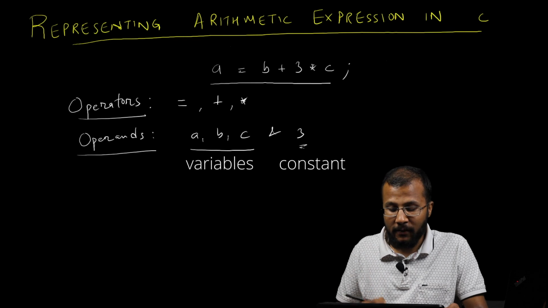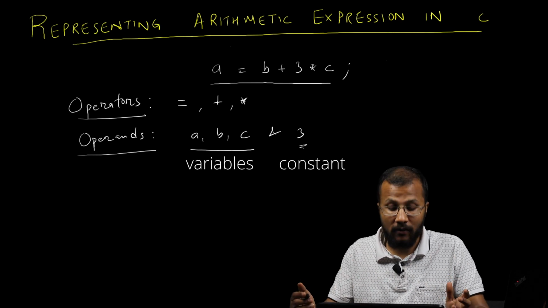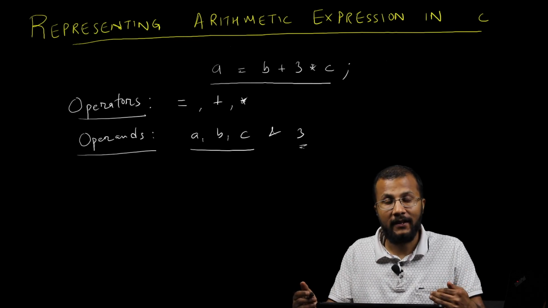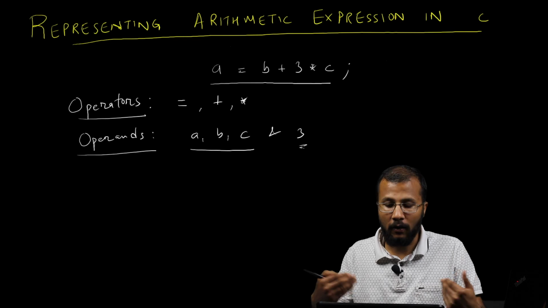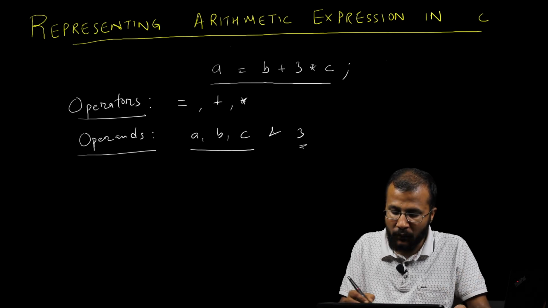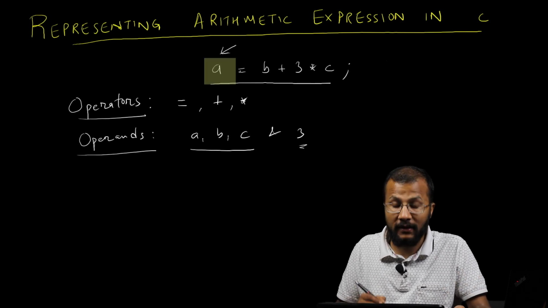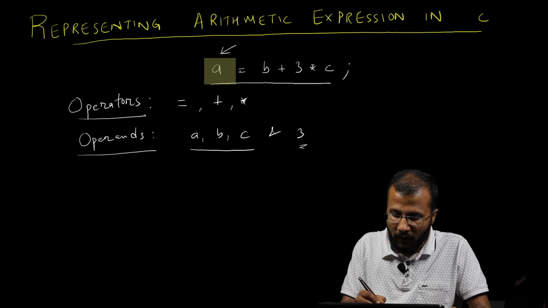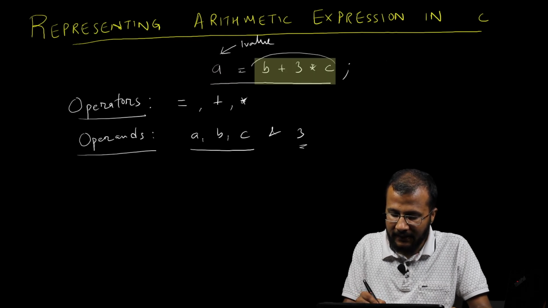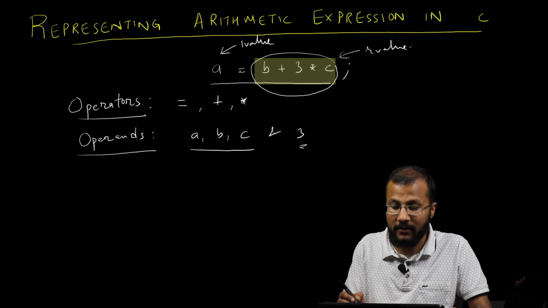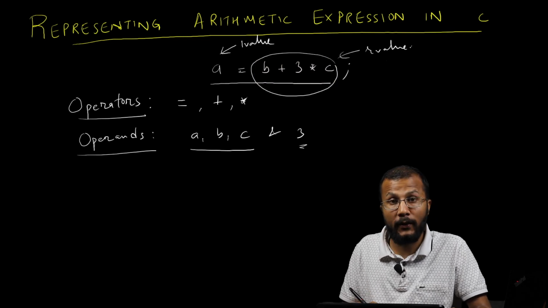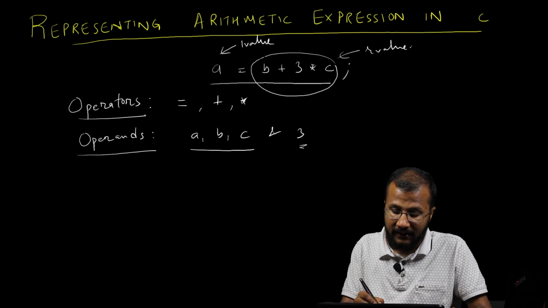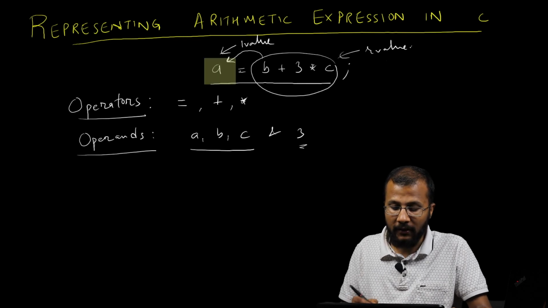So we can say that an expression is nothing but a sequence of operators and operands which shall finally yield a value or an answer. The evaluation of this expression will yield the value that will be stored in the variable A. We call A the L value in this expression, and this entire thing on the right hand side of equals to is the R value. So first the R value is evaluated, and once that is done, the answer will be stored in the variable A.